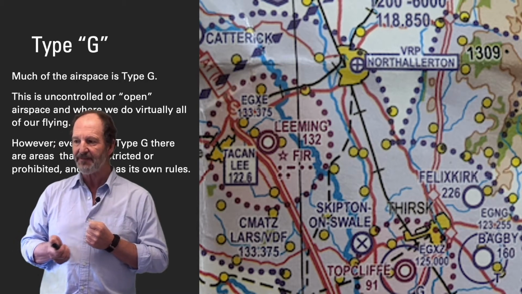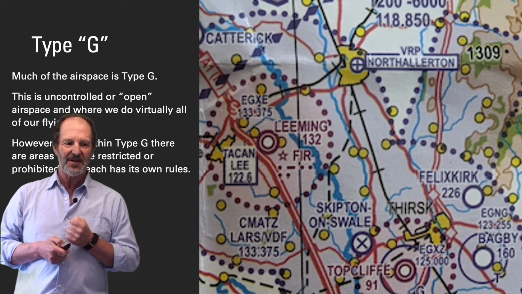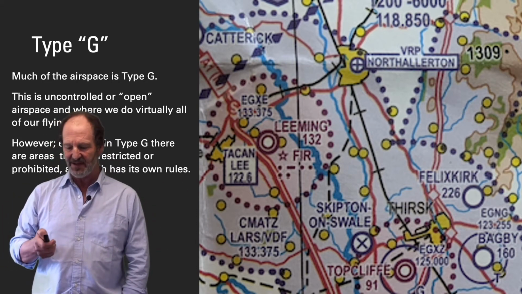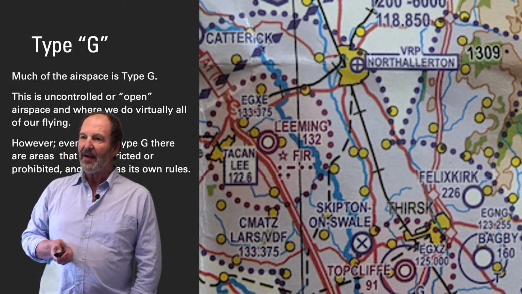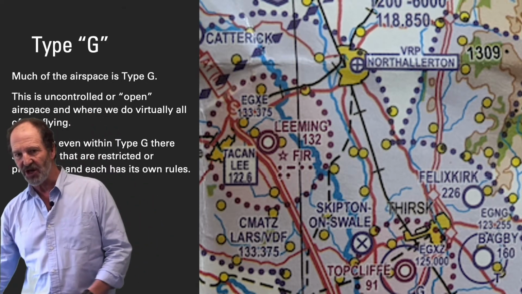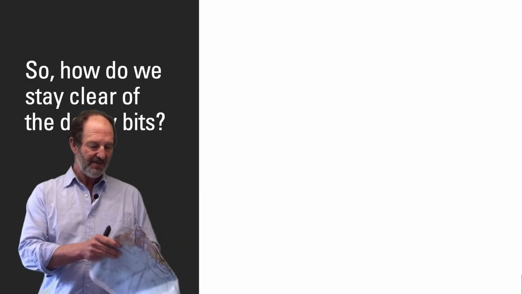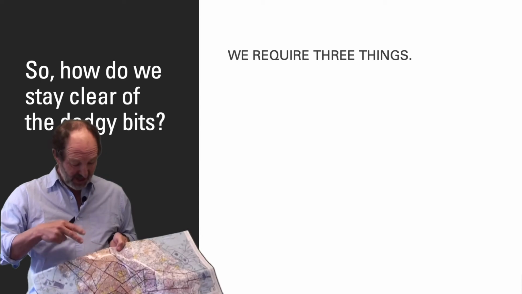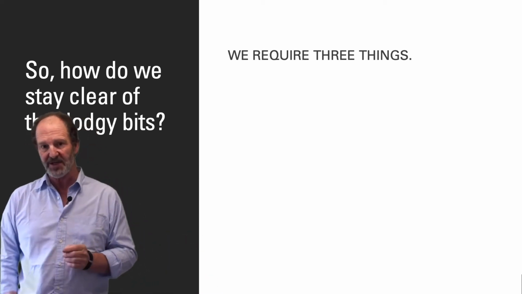So there are still things we need to know about in Class G if we're going to fly in Class G airspace. Okay, so how do we stay clear of all the bits that we're not allowed into, which is basically everything except a little bit of Class E and Class G airspace? Well, we need three things really. The first thing is we've got to have an air chart. An aeronautical chart has got all the airspace marked on it. So you can see lots of stuff here. So we can see what is A, what is D, and so forth, and where we're not allowed to go.